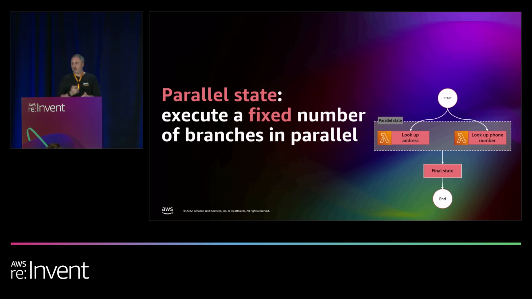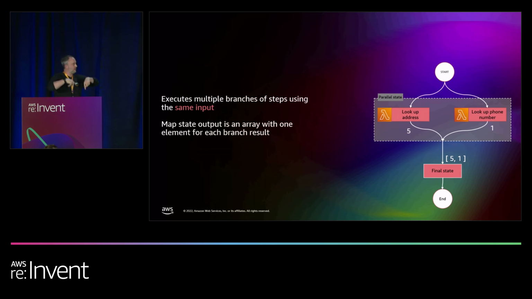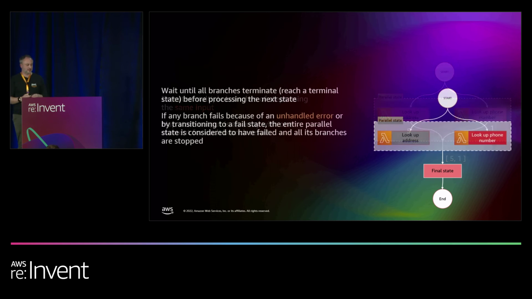Then you have something called the parallel state. So this will execute a fixed number of branches in parallel. And what's important to know here is that the input that goes into the parallel state is handed to each branch within that parallel state. So they all get the same input, they all run, and the parallel state will wait for all of them to complete before exiting, and it will kind of aggregate the various results into a final array, which is what then gets passed on to the next state.